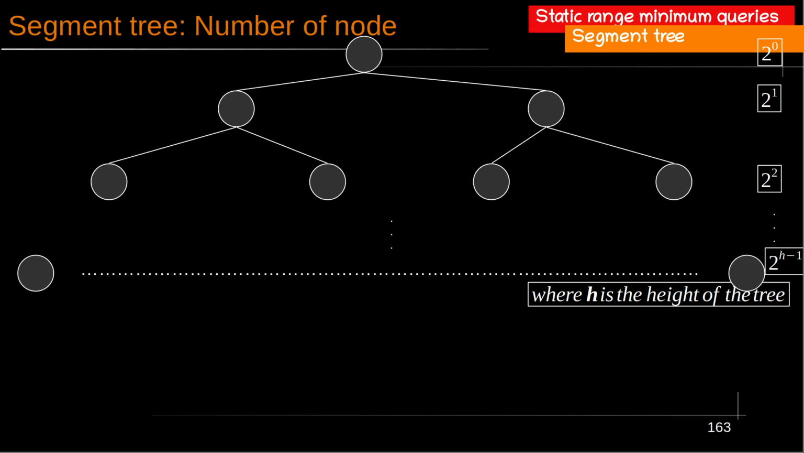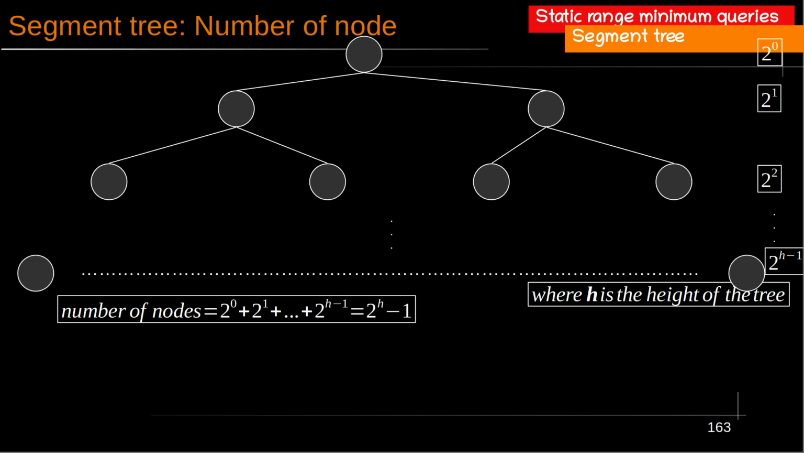How can we compute the number of nodes in the segment tree? We have to do the sum of all the nodes on each level. So 2 power 0 plus 2 power 1 plus ... plus 2 power h minus 1, which is a very known formula, the formula of the sum of powers of 2, which is equal here to 2 power h minus 1. How to find that h?